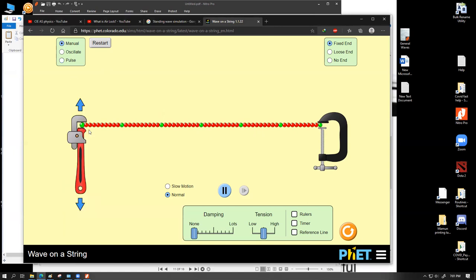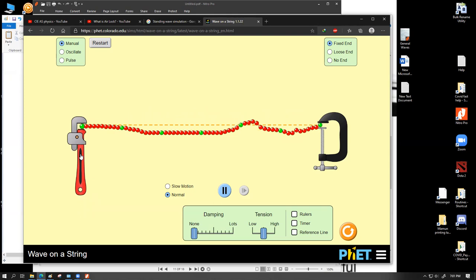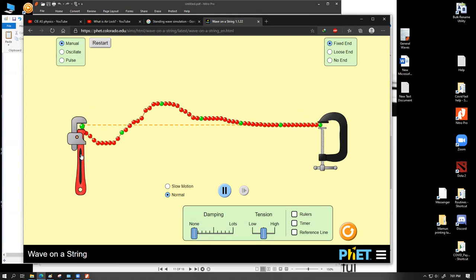Okay. So if I go for a bit of a manual thing, let's say if I now move it as a wave and make it stop, you'll see that this thing is gonna come back and forth.